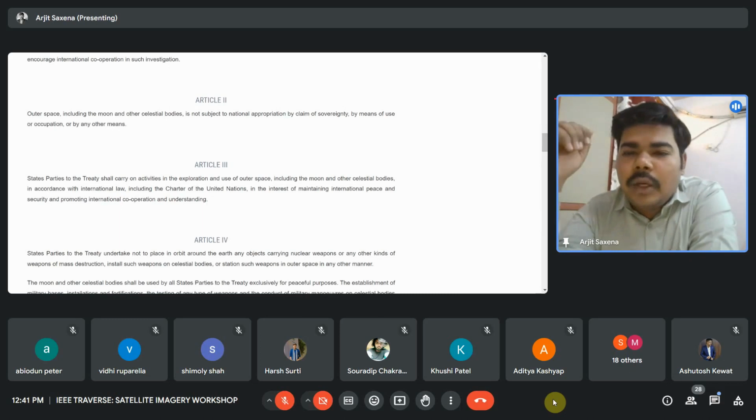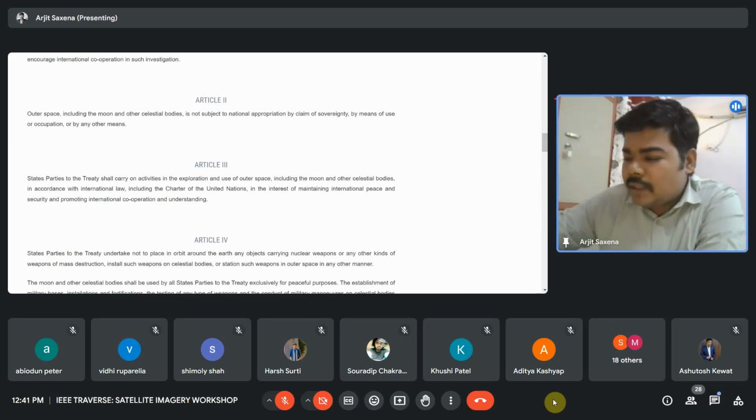So indirectly, you are destroying the space. Okay, so this is not allowed as per the space laws. So you have to take care about this as well when you're designing some experiment, when you're designing some mission with regards to the space.